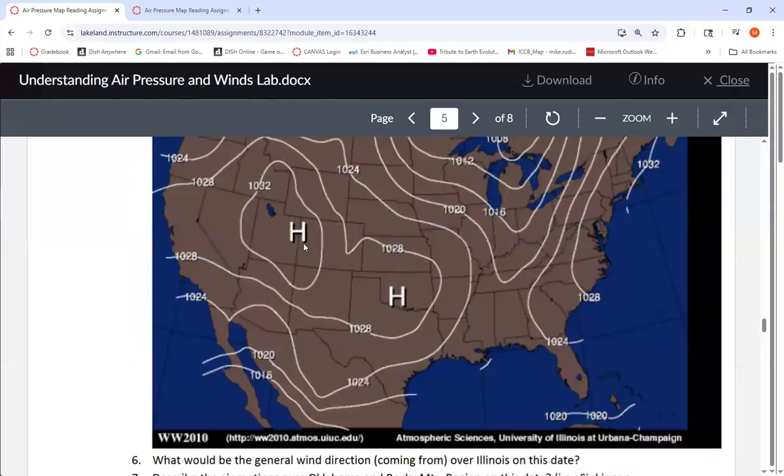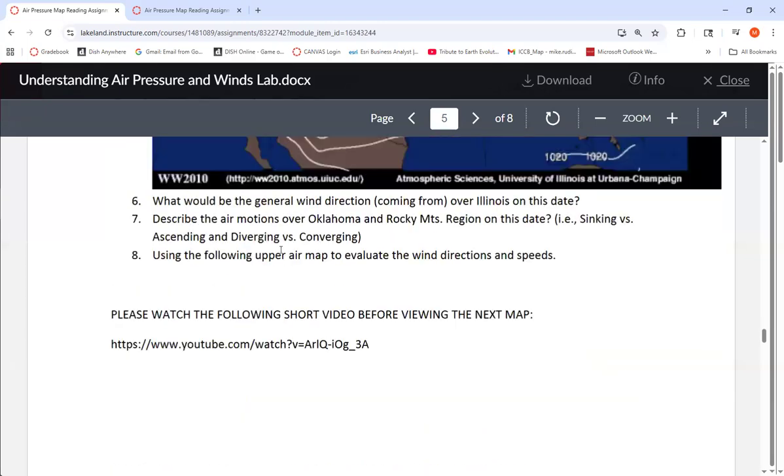And since these are highs, obviously, you would look on your diagram, the video I just showed you, and really describe what the air is doing vertically and on the ground. Is the air rising and converging, or is it sinking and diverging? So you should be able to answer that on this date. What's the overall air movement around these highs over the Rockies?